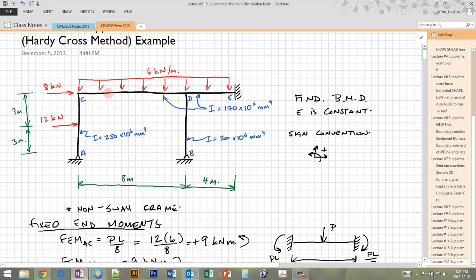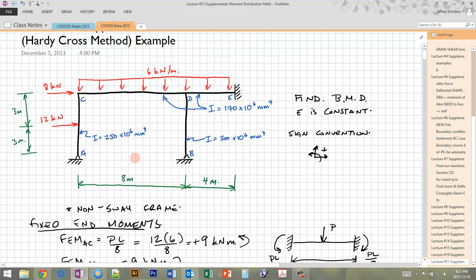So CD, depending on its length and its moment of inertia, is going to take a different amount of load than CA. In this case, CA is shorter, which means it's stiffer, and it has a higher I, which also means it's stiffer. So we're going to expect that CA is going to take more moment than CD if we apply a point moment at joint C.